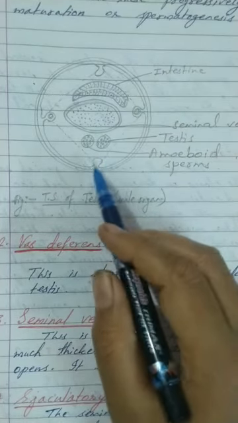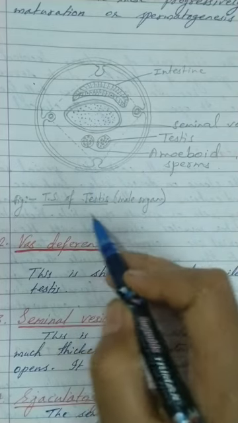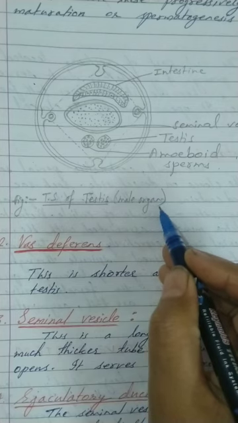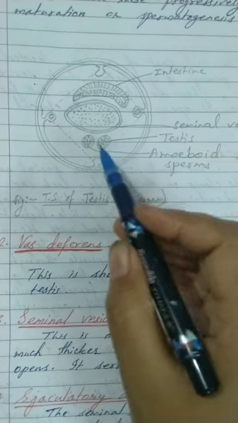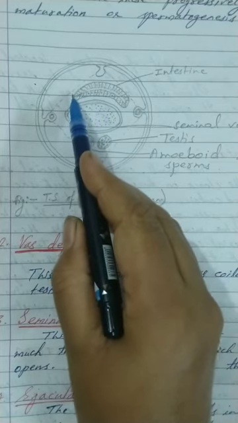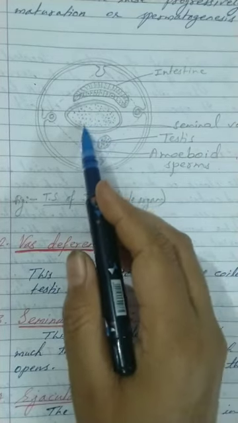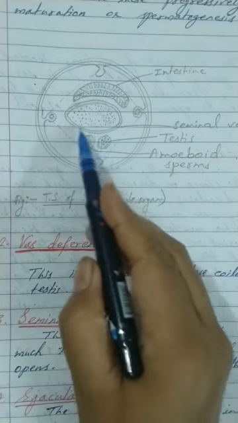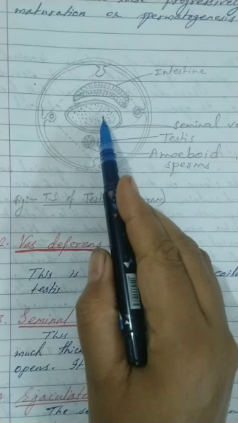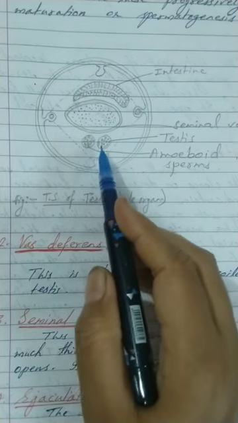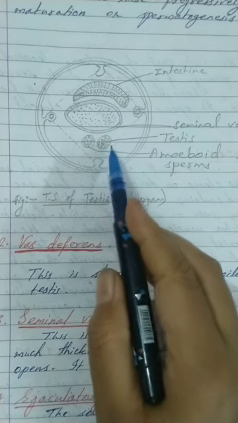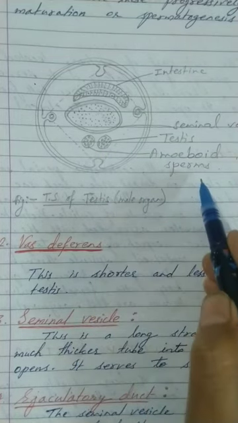This is the diagram of TS of testis. This testis is the male organ of Ascaris. This is the intestine, and this one is the seminal vesicle, where semen is getting collected and stored. This is the testis, which contains amoeboid sperms.